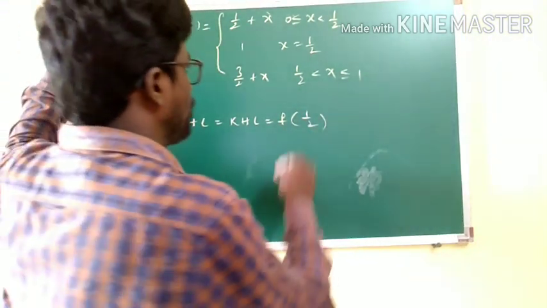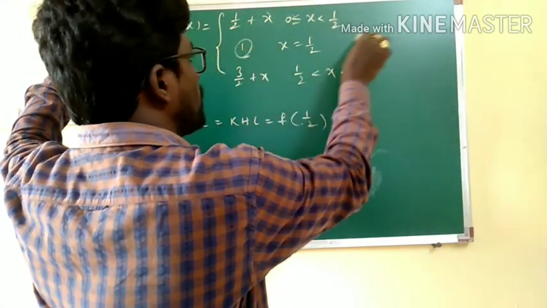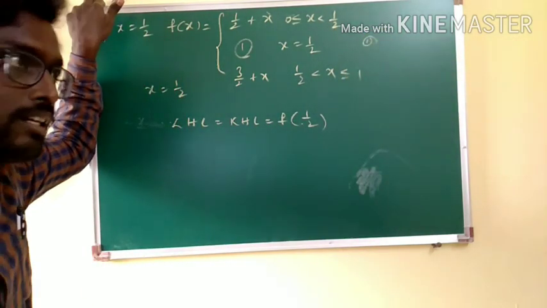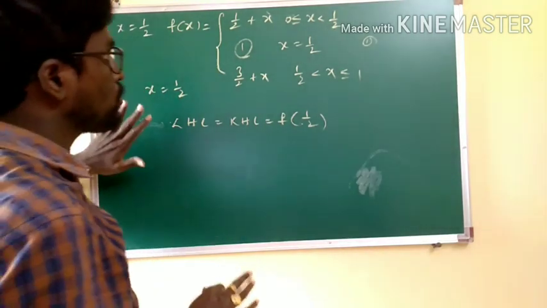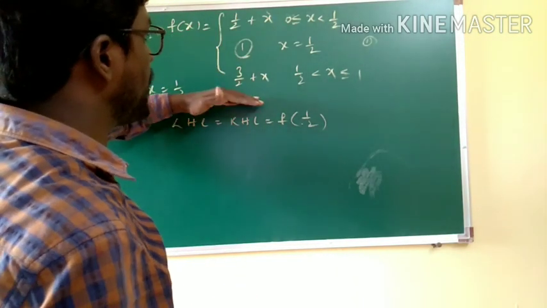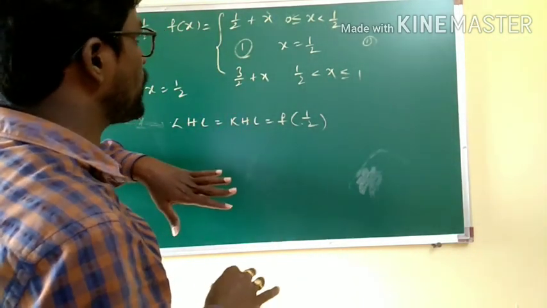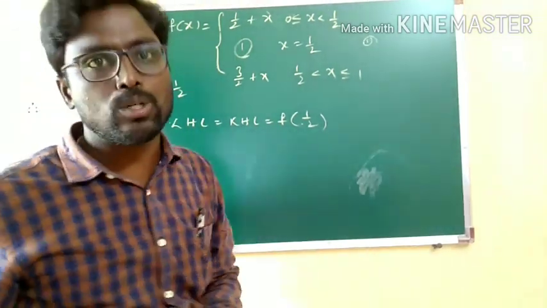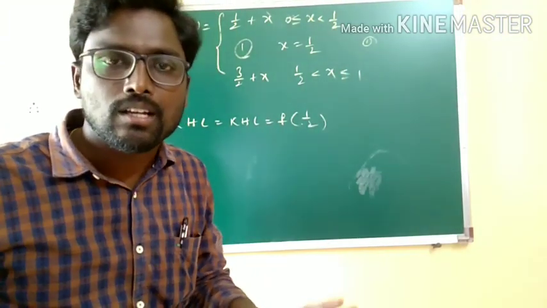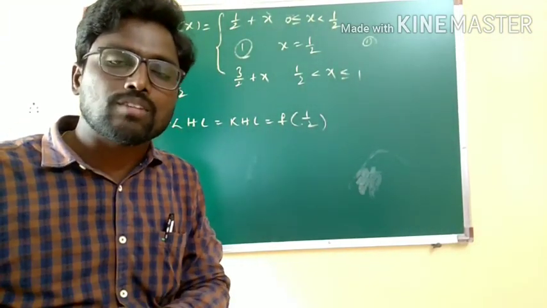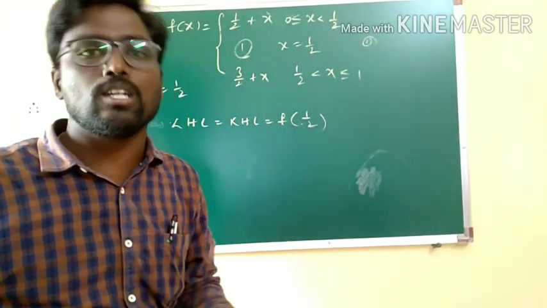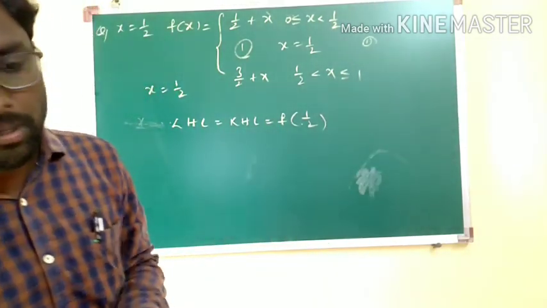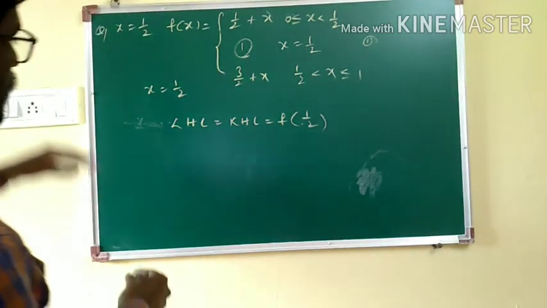Here f of 1 by 2 we already know is 1. If we can prove that the left hand limit as well as the right hand limit are both equal to 1, then we can say that at x equal to 1 by 2 the function is continuous. If the outcomes are not equal to f of 1 by 2, then we can say that at x equal to 1 by 2 the function is discontinuous.